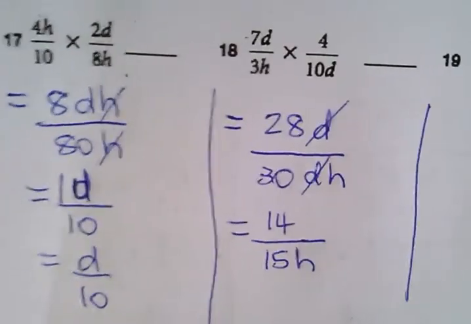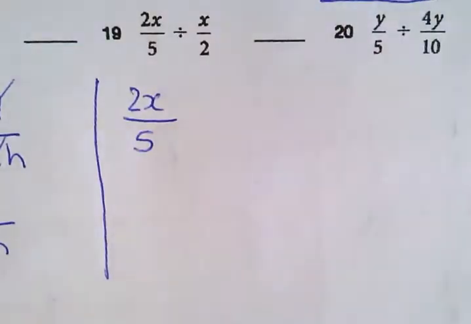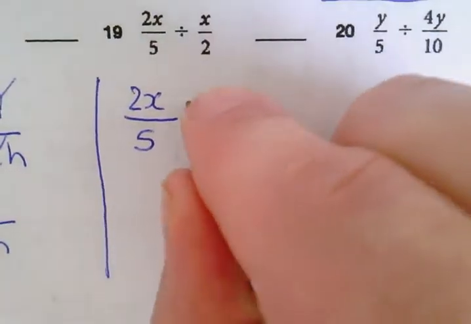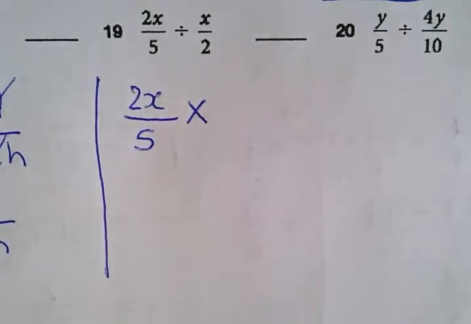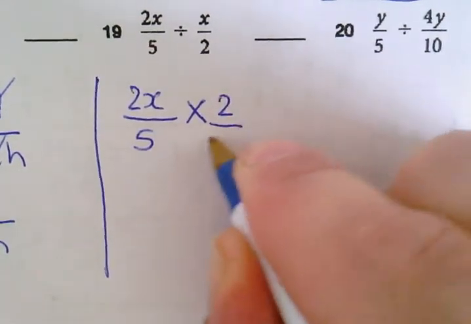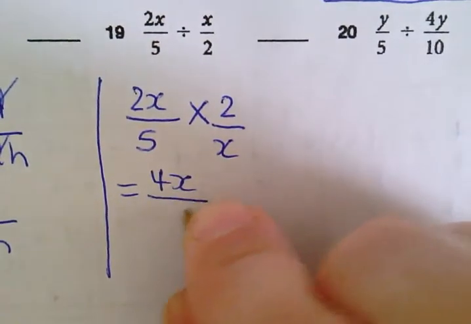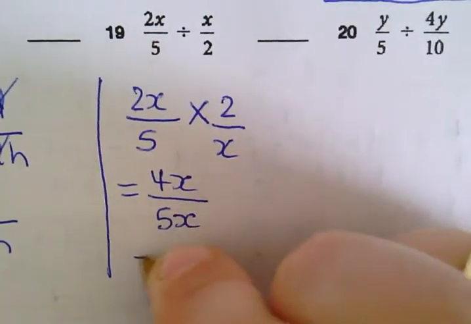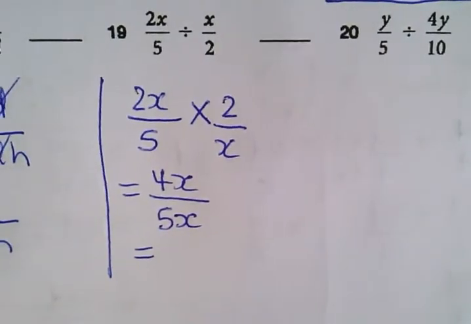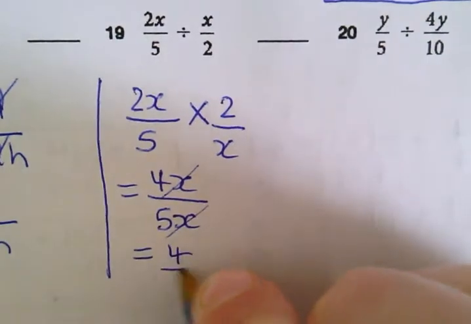Right, we're up to division. We ready? Dividing fractions. Keep the first one the same, change the divide to a times and flip the second fraction. What do I write? 2 over x. So, multiplying the numerators, we get 4x over 5x. What cancels? The x's cancel and we're left with 4/5.